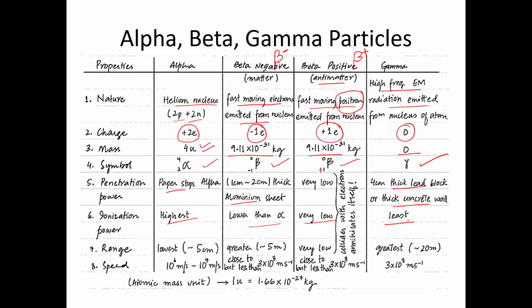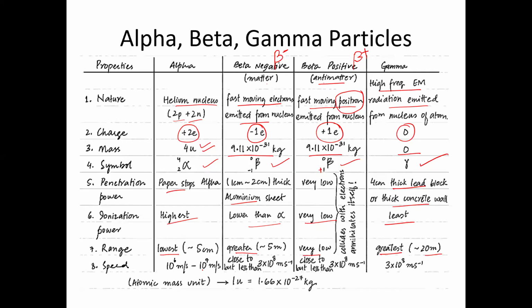And the gamma particles have the least ionization ability. So their range in air: alpha particle has the lowest, and the range of beta negative particle is greater, but beta positive particle has a pretty low range, and the range of gamma particle is highest, around 20 meters.